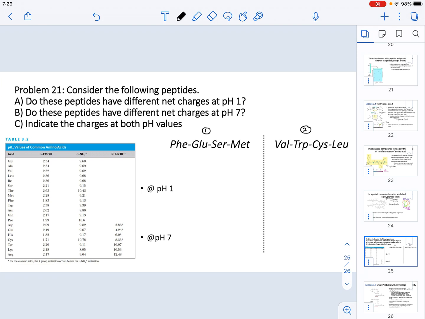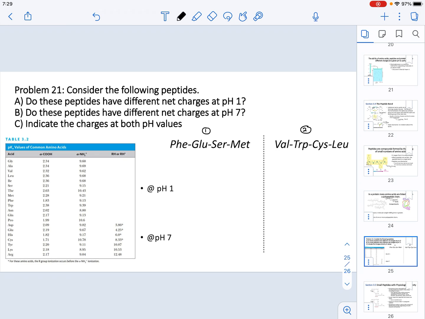Then, the problem states that we are going to look at the net charges of each of them at pH 1. We're going to look at the net charges of the peptides at pH 7, and then we're going to indicate the values for the net charges at those respective pHs. This is how we handle a problem like this. The first thing that you're going to use is table 3.2 from the textbook. You can obtain it from the slides or you can utilize it from the textbook.